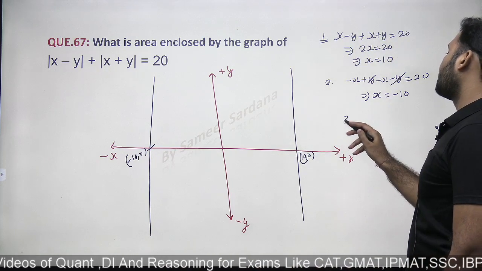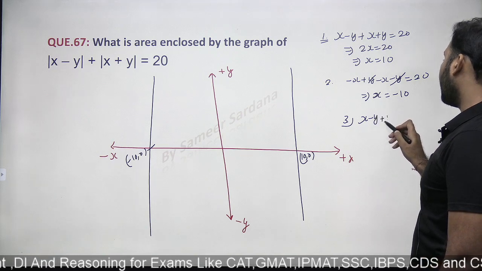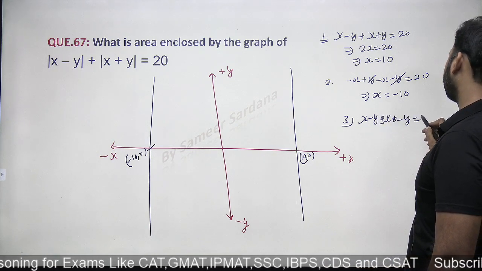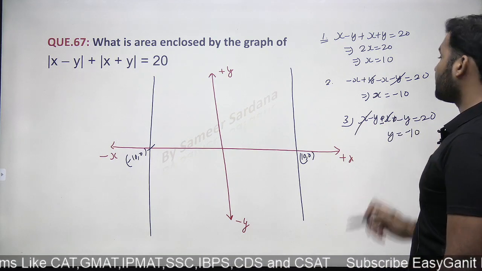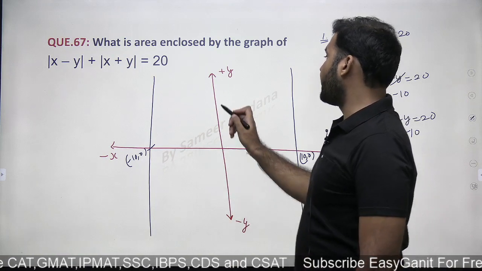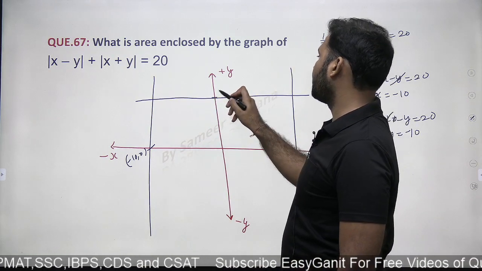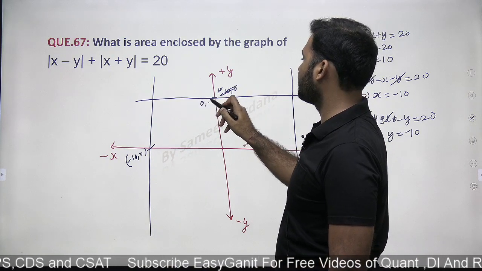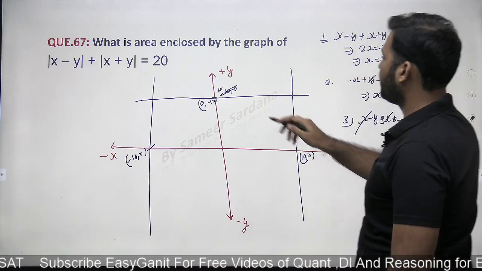Then you have to take a case where one mod will be open with the positive sign and one mod will be open with the negative sign. Y is equal to minus 10. Now, y is equal to minus 10 is a line parallel to x-axis passing through minus 10. This is 0, minus 10.